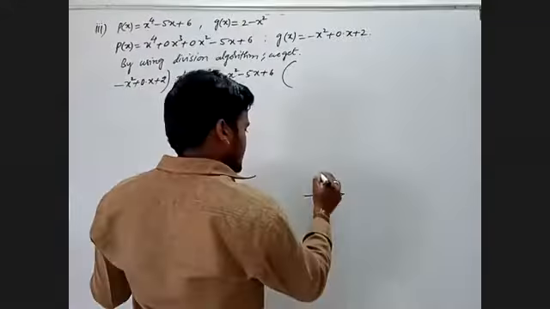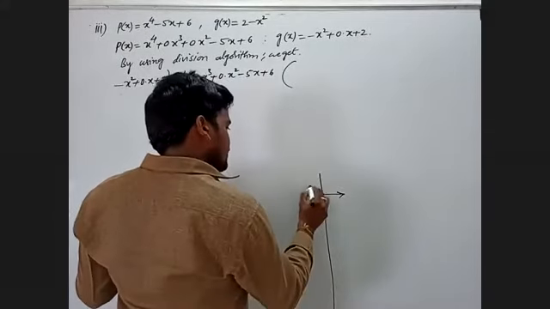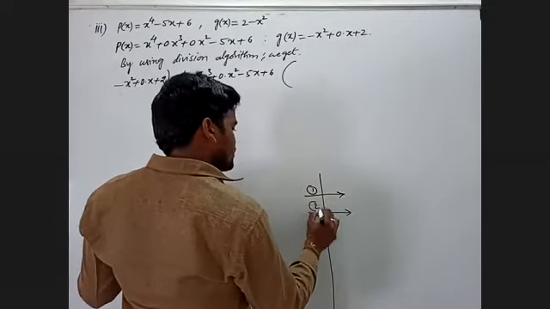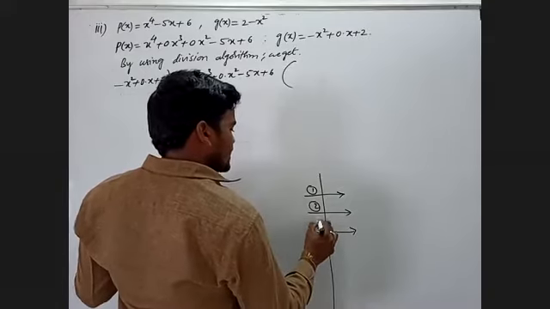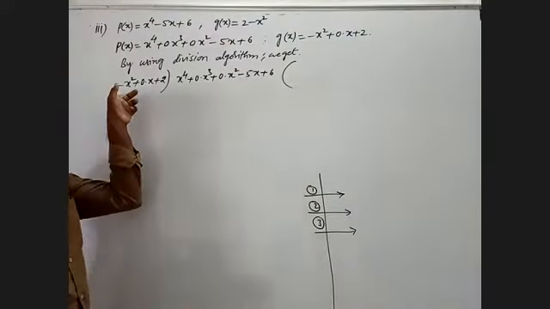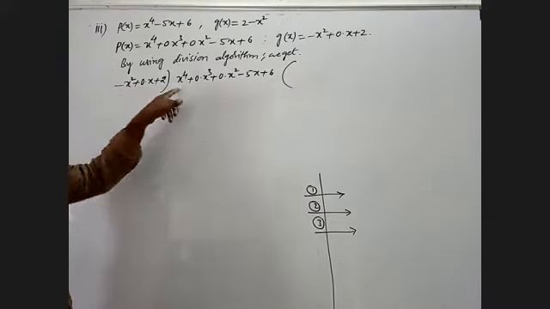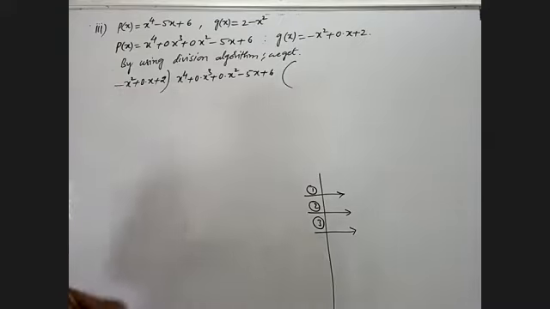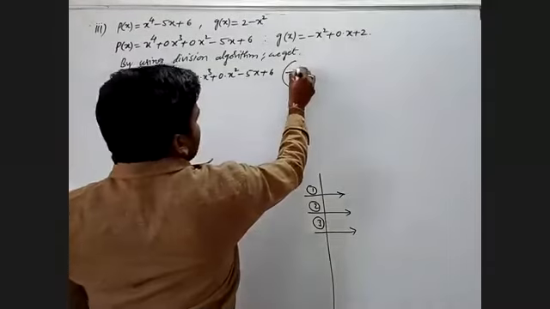Now, I am going to the upper step 1, after that step 2, after that step 3. Observe. First, here the leading coefficient is minus x square, and here the coefficient is x power 4. It can be multiplied by minus x square.